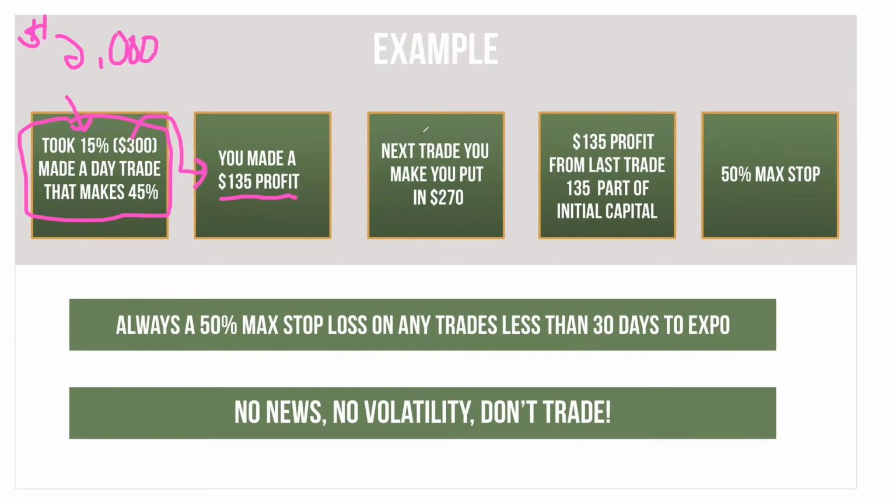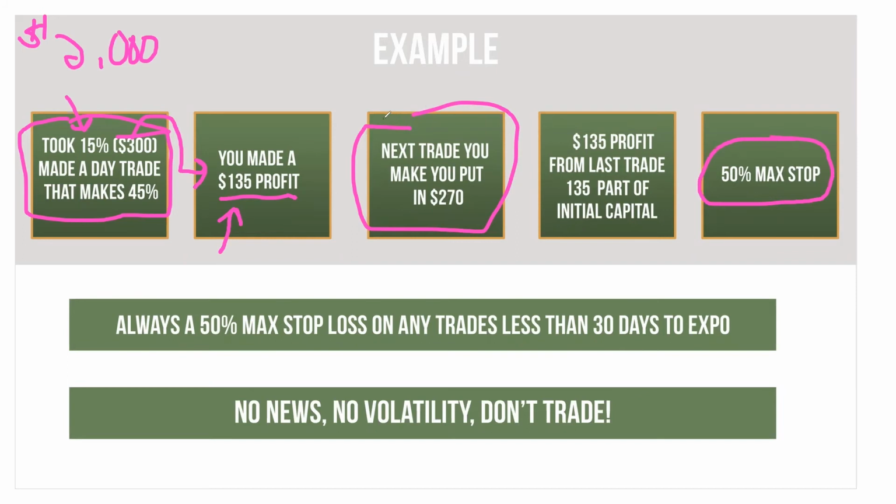Now watch what happens here. So now that first trade you made, a $300 that made a $135 profit. Guess what? That next trade, we could double that. So if we made a $135 profit, our next trade could be $270. Why? Because we have a 50% max stop loss. So even if that $270 hits our max stop loss of 50%, guess what? You're still even there. You don't have a loss on your account.